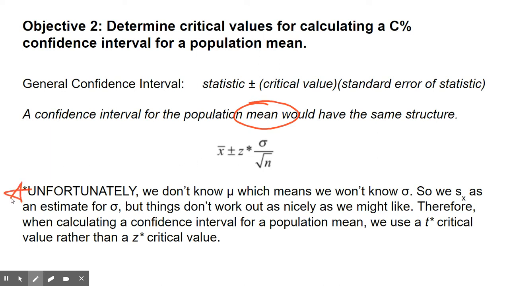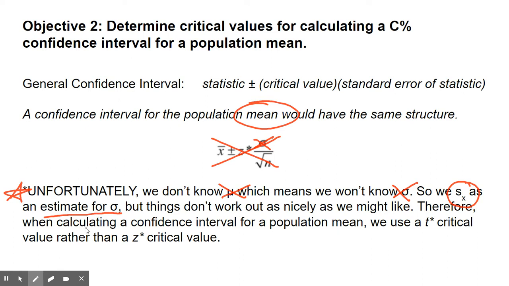However, there's an issue. Unfortunately, we don't know the population mean mu, which means we won't know our sigma, the population standard deviation. So we can't use that in the formula, which means we can't use this formula for our confidence interval for a mean. But we do have sample data. So from the sample data, we can use the sample standard deviation to estimate sigma.